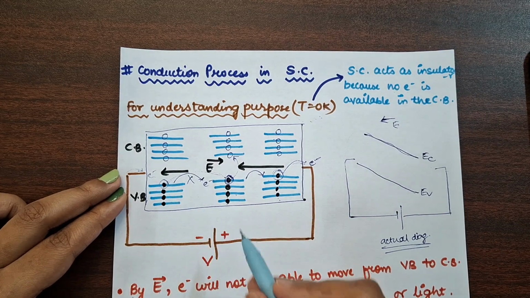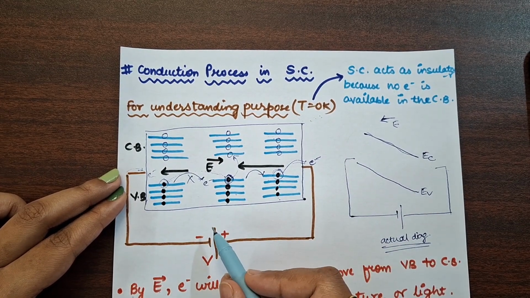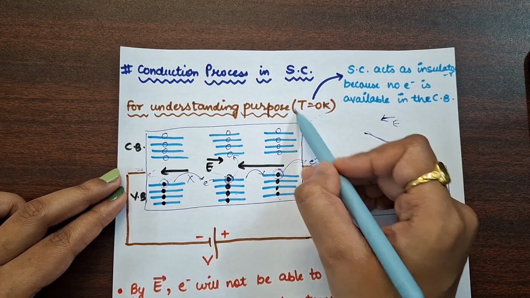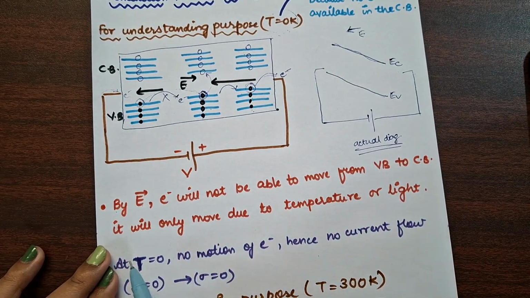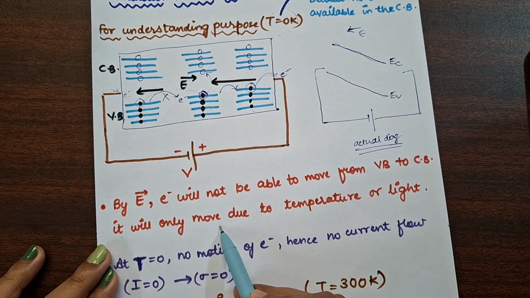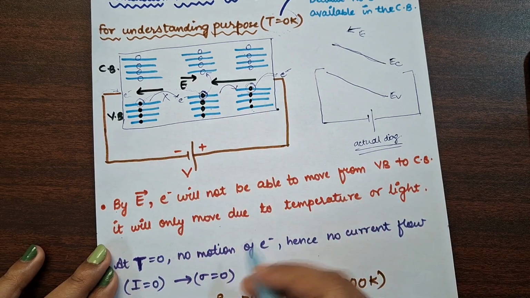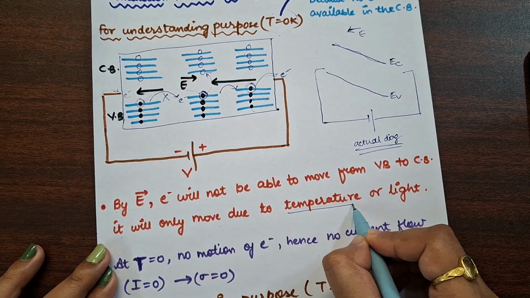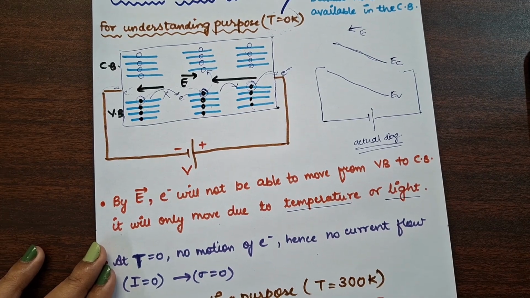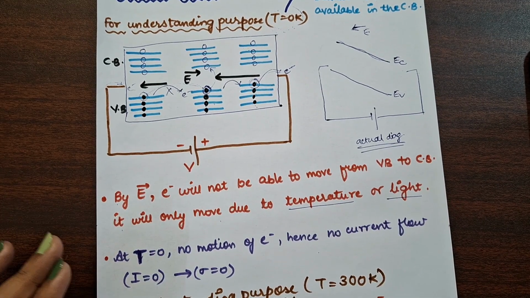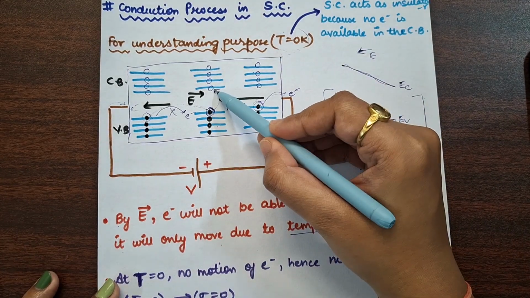If we apply some amount of temperature, then this will happen. But we are talking here about 0 Kelvin, hence nothing will happen over here. The electron will only move if we apply some temperature or light. That will provide it the energy to move from the valence band to the conduction band.